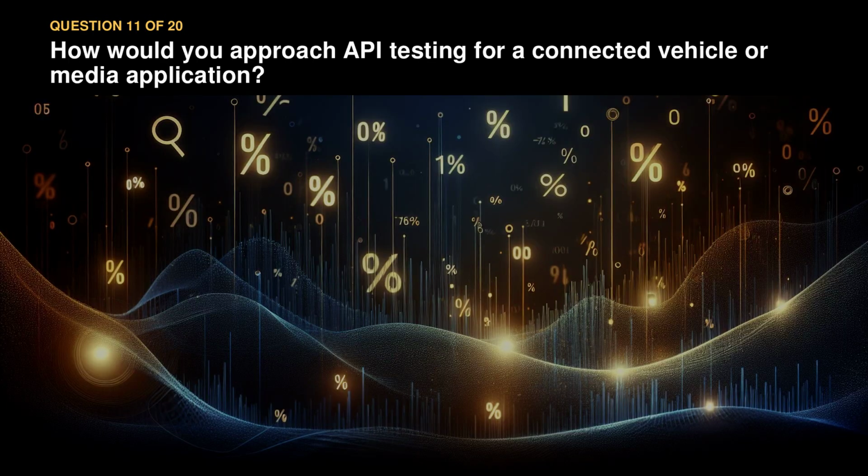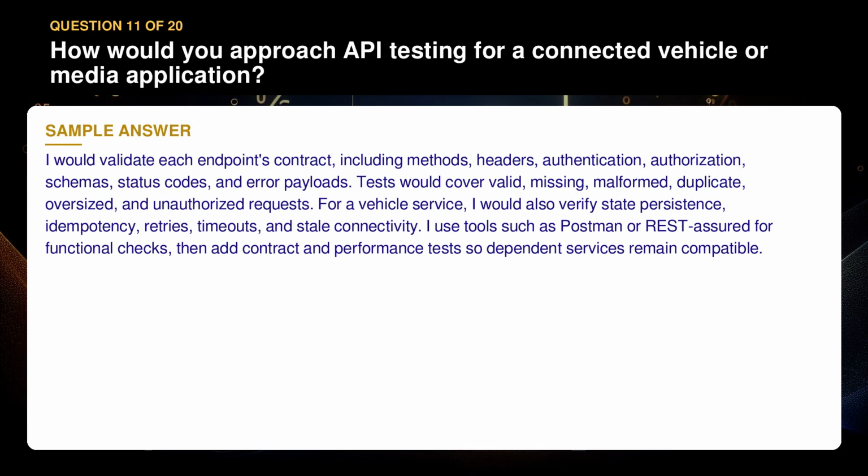Question 11. How would you approach API testing for a connected vehicle or media application? I would validate each endpoint's contract, including methods, headers, authentication, authorization, schemas, status codes, and error payloads. Tests would cover valid, missing, malformed, duplicate, oversized, and unauthorized requests. For a vehicle service, I would also verify state persistence, idempotency, retries, timeouts, and stale connectivity.